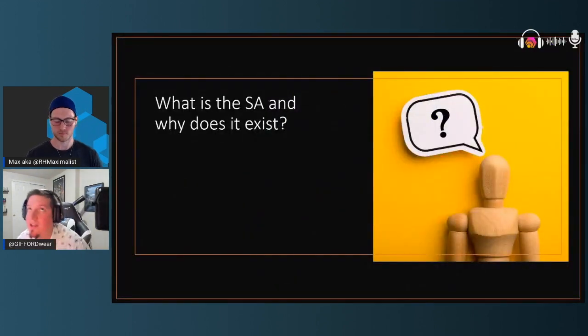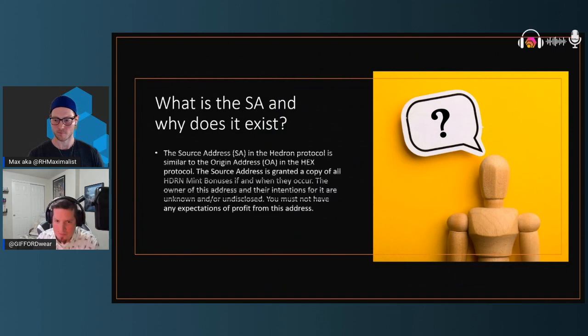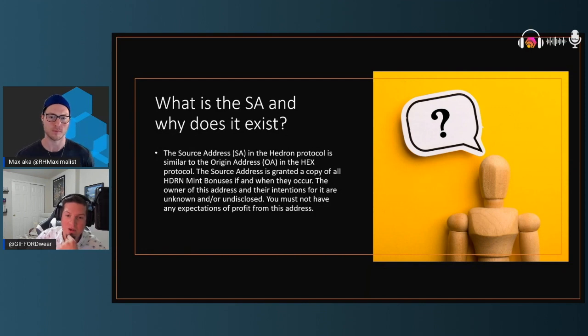Let's start with what is the SA and why does it exist? All right, let me read this to you guys real quick. The source address, or SA, in the Hedron protocol is similar to the origin address, or OA, in the Hex protocol. The source address is granted a copy of all the Hedron mint bonuses if and when they occur. The owner of this address and their intentions for it are unknown and/or undisclosed. You must not have any expectations of profit from this address.